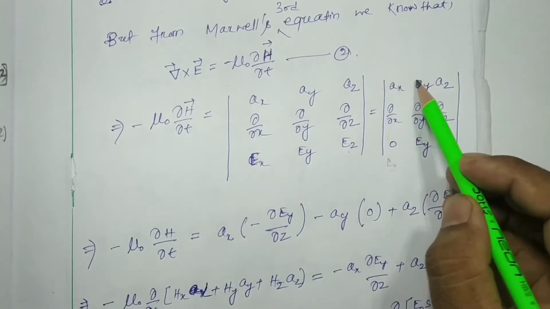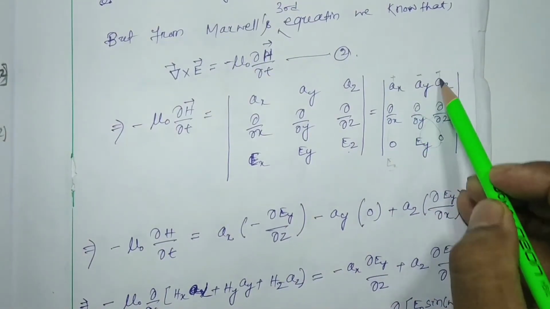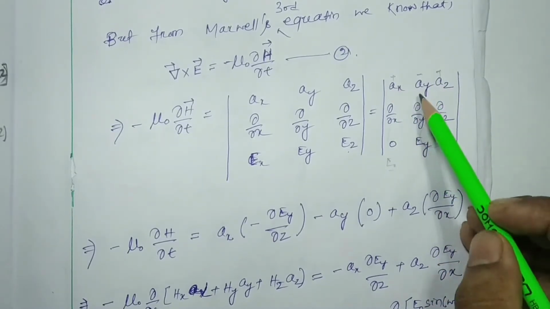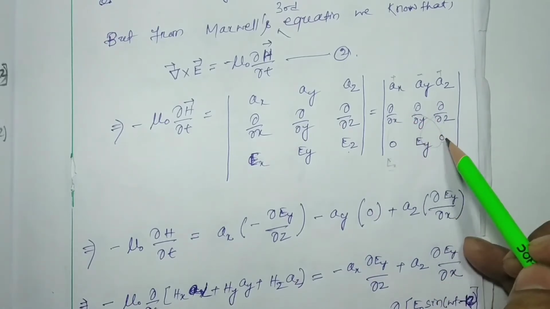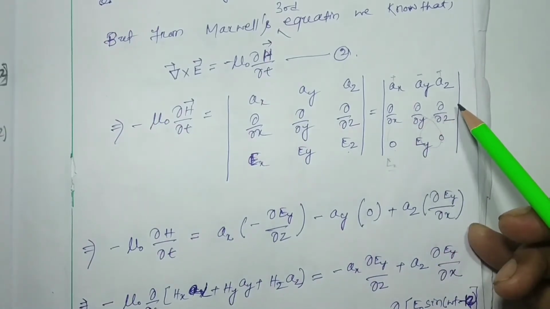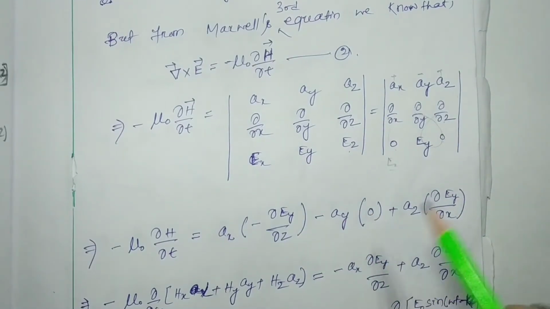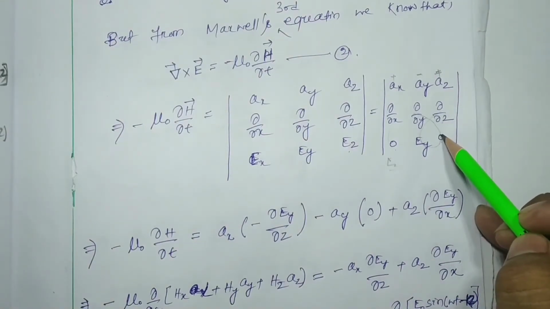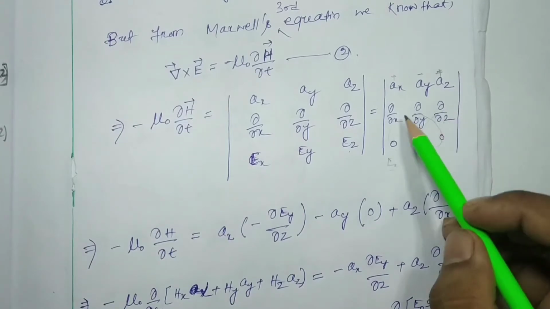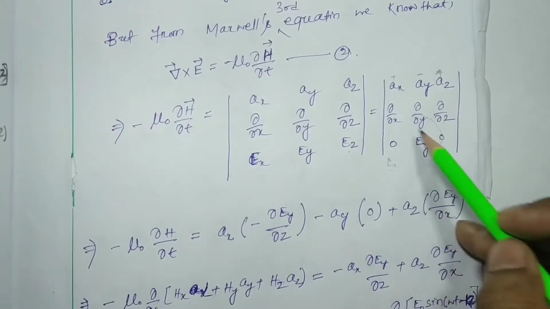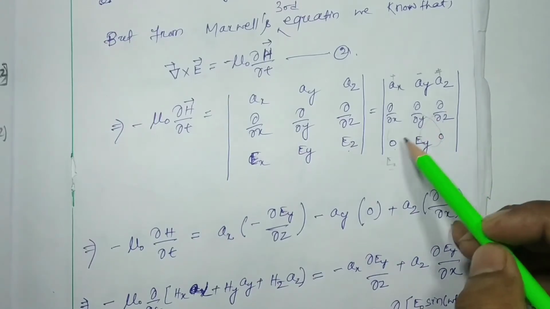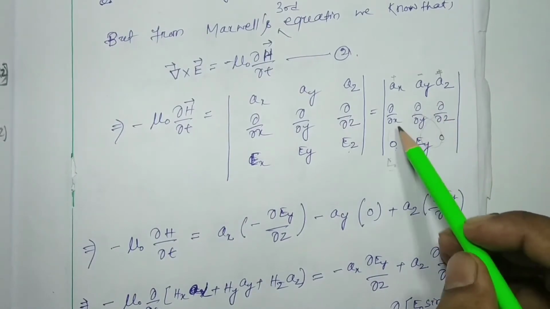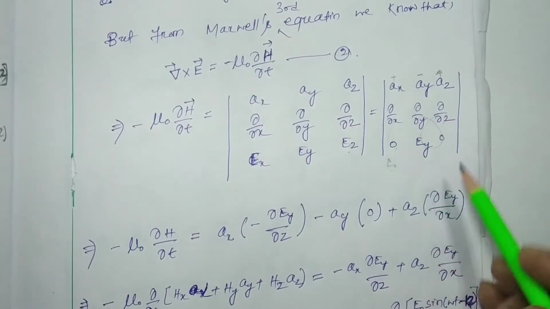Then minus ay. If we consider minus ay, this row and this column are not considered, then we have to consider del by del x of this one, del by del z of this one. So obviously it will be 0, so I wrote minus ay into 0. Then for az, it will be plus; this column and this row are not considered, and then it will be del by del x of Ey minus del by del y of 0. So obviously it will be plus az del by del x of Ey.